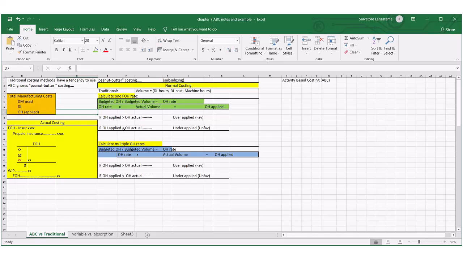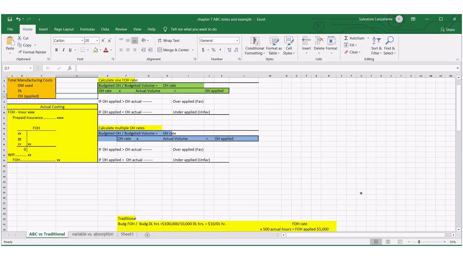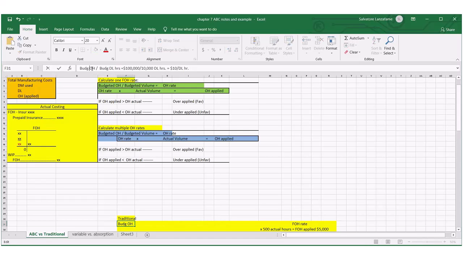Okay, so I'm just going to scroll down a little bit here, and here's a throwback to what we did in the previous unit. Traditional. You take your budgeted overhead and you divide that by your budgeted volume, and let's pretend in this case the budgeted volume is direct labor hours. Okay, so we're just making that assumption.